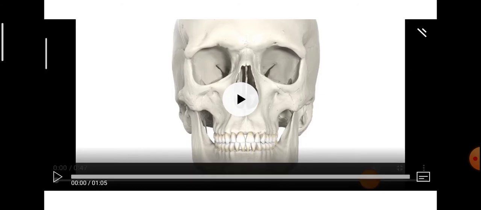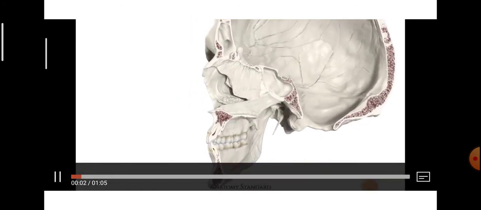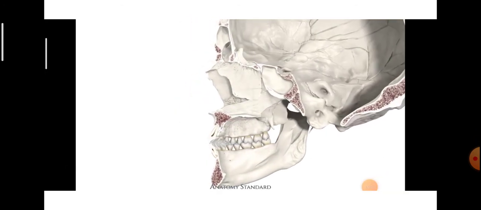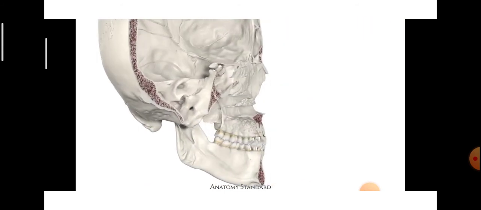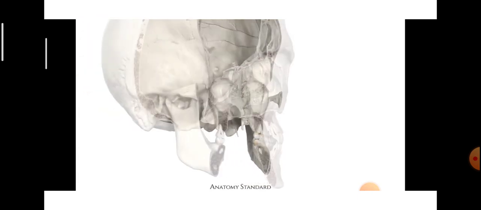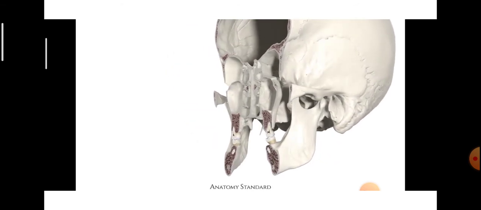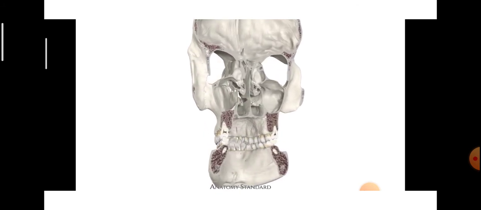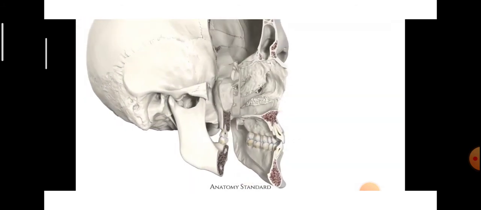Let us have a look at a beautiful 3D photograph. This is the maxillary crest. Look at the maxillary crest. Look at the palatine process of the horizontal plate of the palatine bone. Look at a fantastic, beautiful cross section. This is the anterior nasal spine.